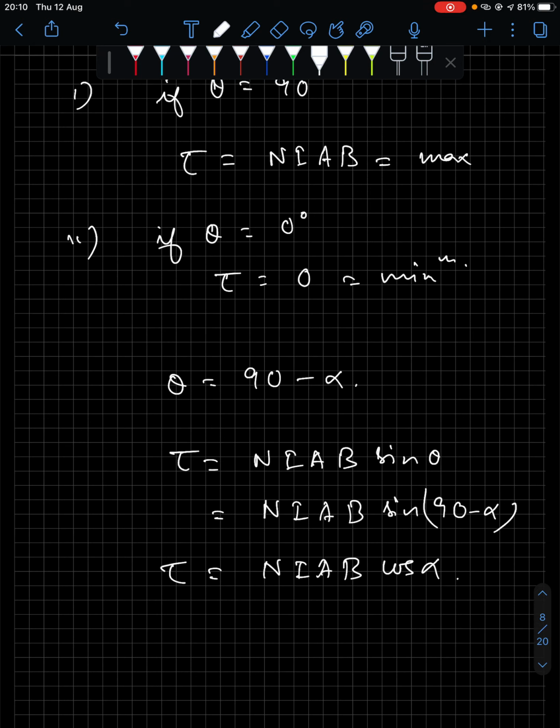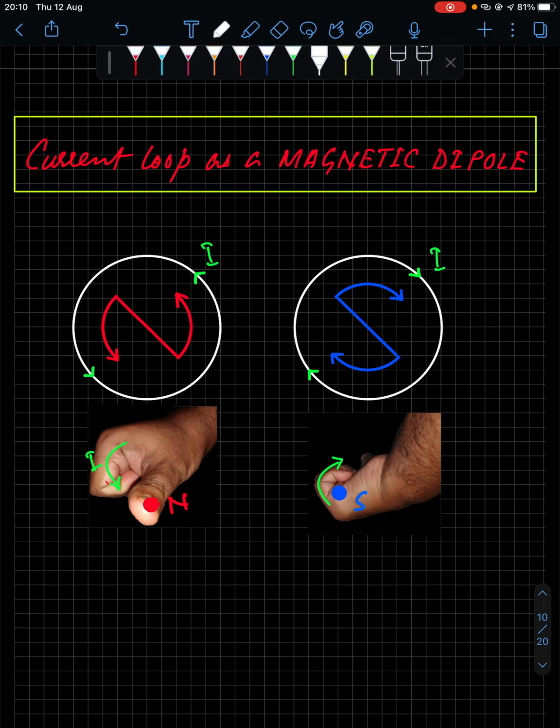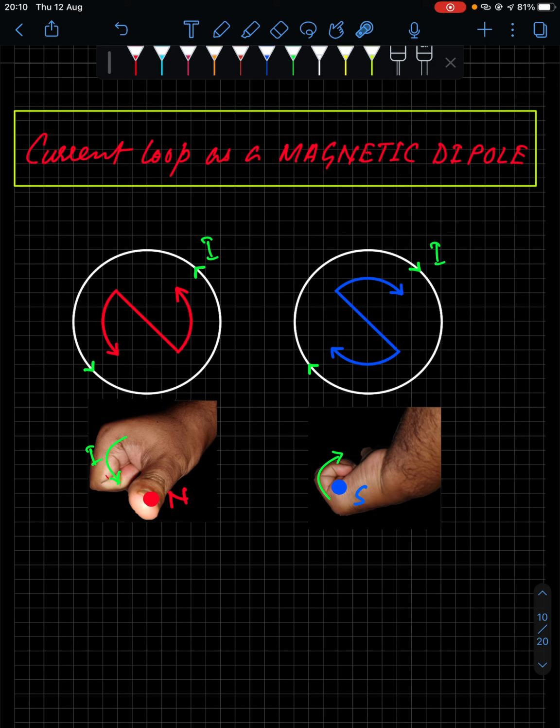Make sure which angle you call theta and which you call alpha, that needs to be clear. Okay, so this is the other form of the same expression. So if torque is clear, we can move to the next topic, which is current loop as a magnetic dipole.